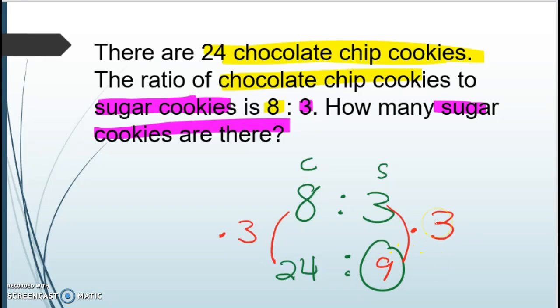But remember, this is a word problem, so we need a word answer. So our answer would be something along the lines of 9 sugar cookies.